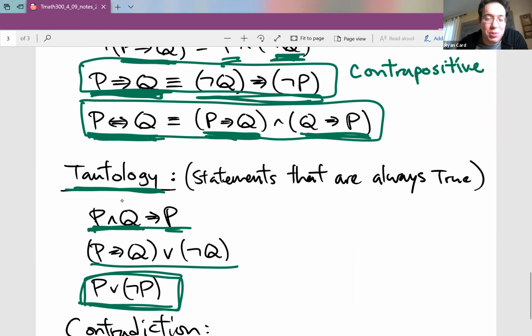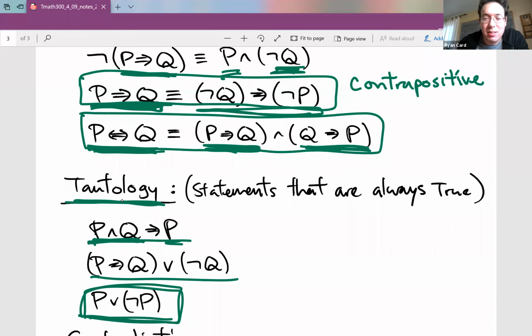If you listen to some politicians talk, you might find that they say things that are tautological all the time. Because it makes them sound correct. Oh yeah, what they're saying is definitely correct. But they might be saying something that's obvious, that has to be true no matter what.